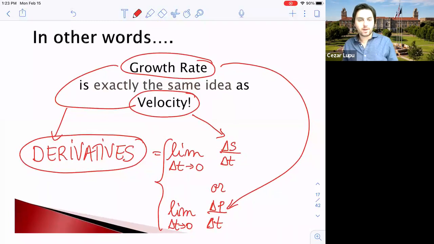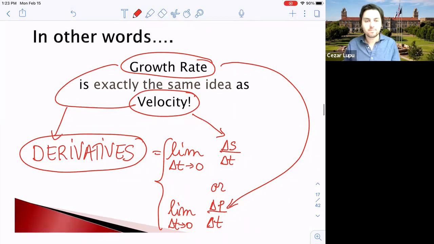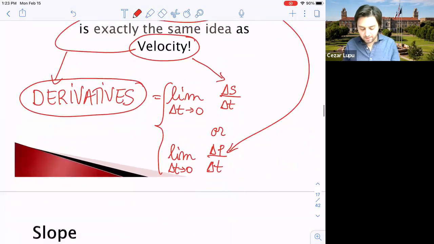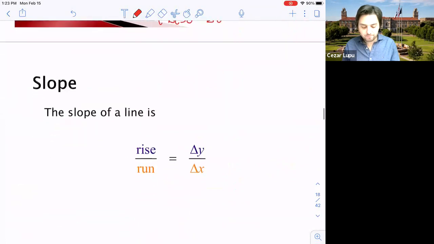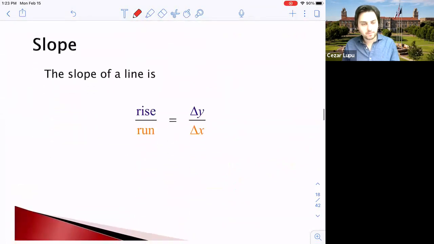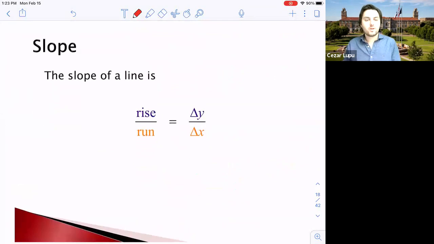All right, so keep in mind this picture. Like I said, we haven't mentioned what the derivative is yet. Well, actually I said it, but I shouldn't have. All right, now let's talk about the slope. So the slope of a line is what we say the rise over the run.